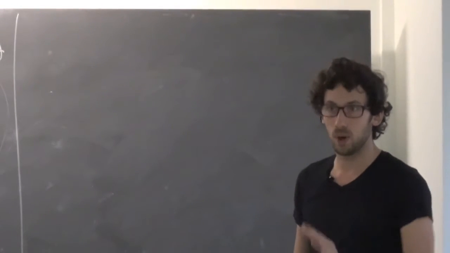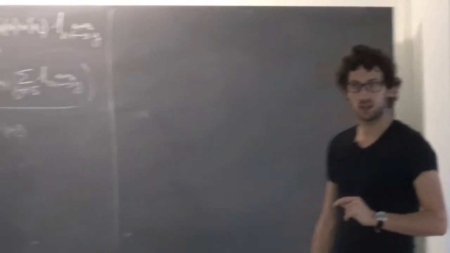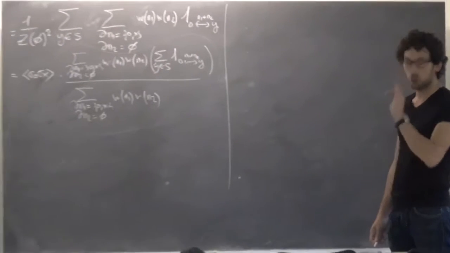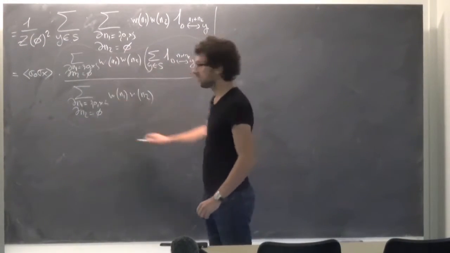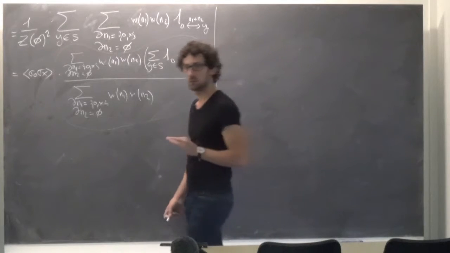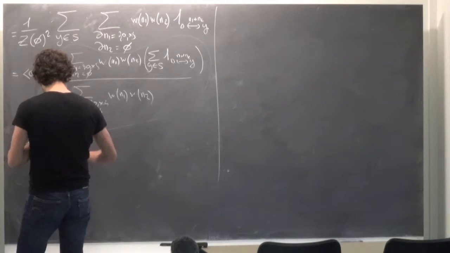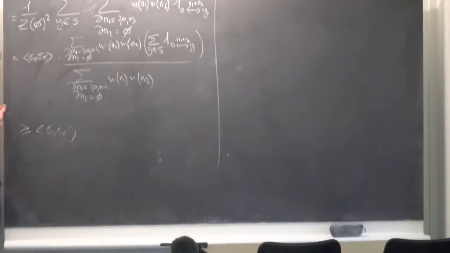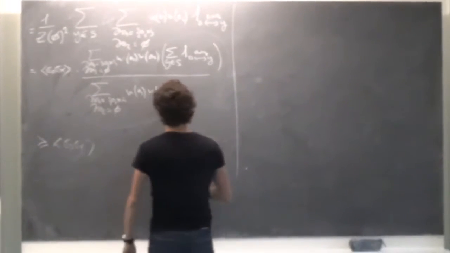Therefore, there must be a point, because I'm dividing a separating set from 0 to x, there must be a point, at least one, in S. So this quantity is necessarily larger or equal to 1. So I get that this thing is larger or equal to sigma 0, sigma x. And that's the end of the proof. Okay?